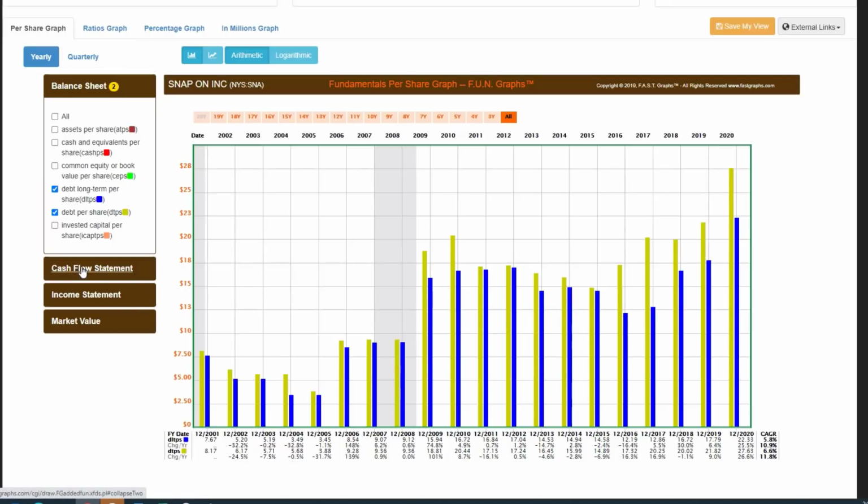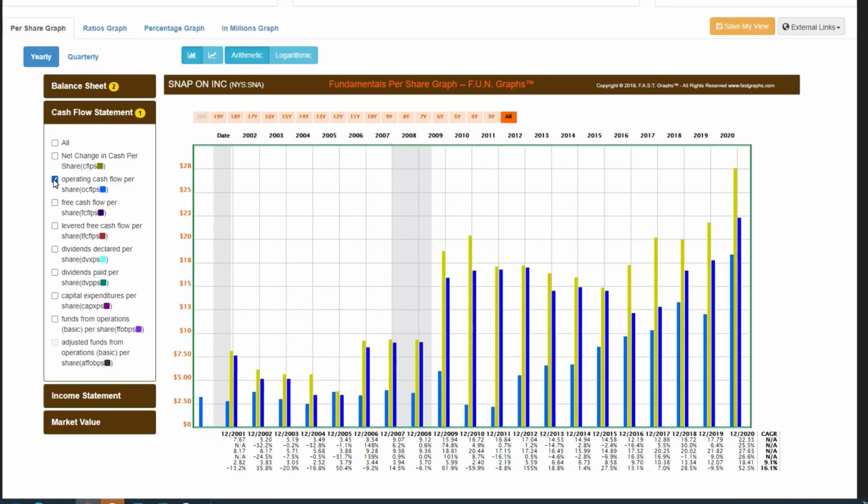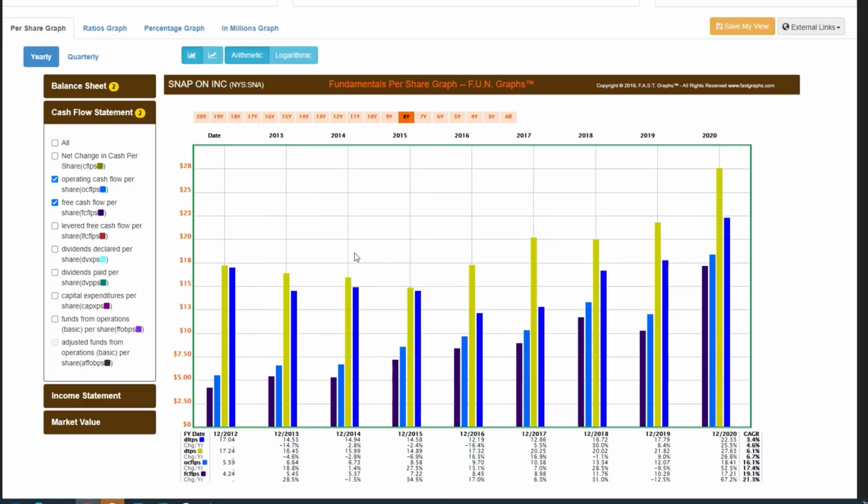And then before I would leave this, I would go into their cash flow statement, and I would look at operating cash flow, and I would look at even free cash flow, as I talked about in the previous video that I showcased, to make sure that the company has the cash flows to support amortizing the debt as well as paying off their dividends. So I would spend some time on that.